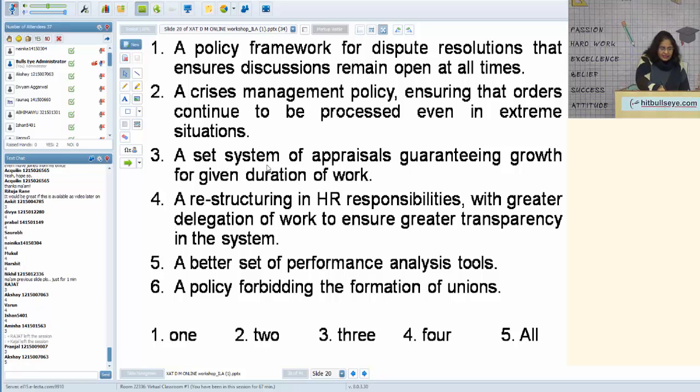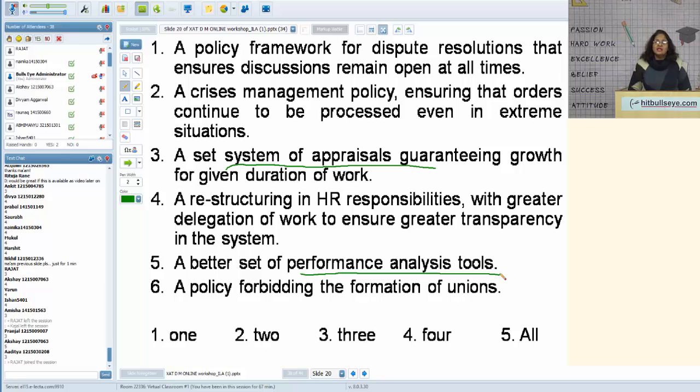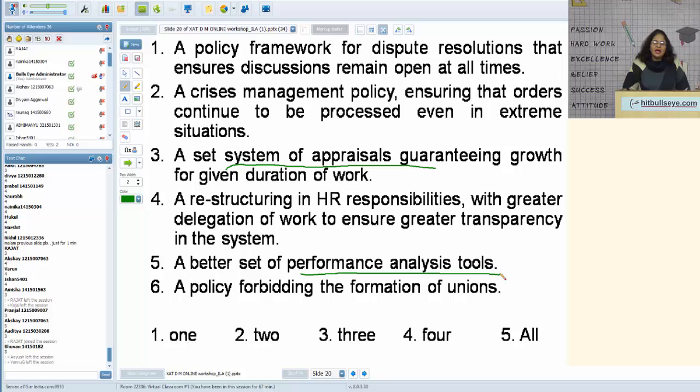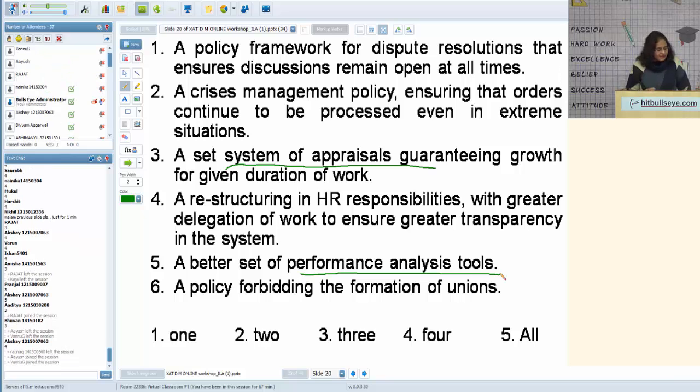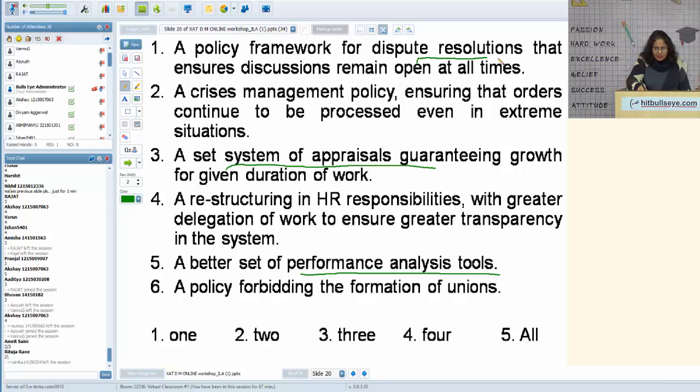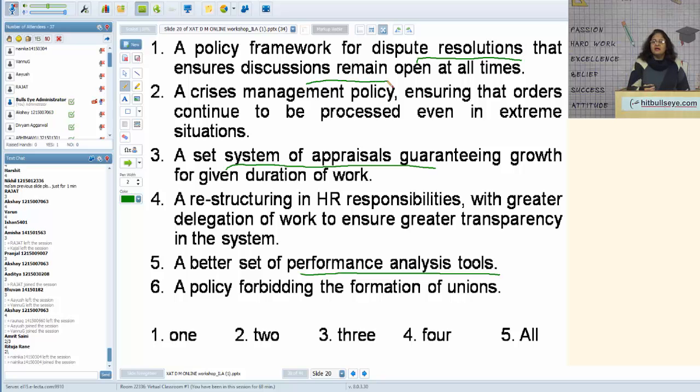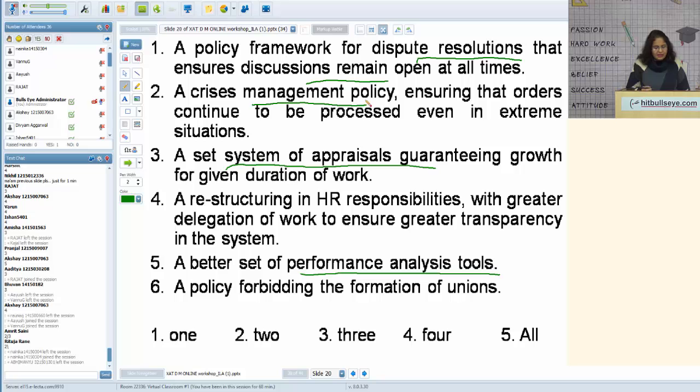So as such, we find that a set system of appraisals and performance analysis tools are not what didn't happen or where the problem lay earlier. So this is not what needs to be addressed. Our decisions have to address the important aspects. The important aspects were just two: lack of communication and the HR department. So we have the policy framework for dispute resolutions. Yes, to ensure discussions remain open. The communication pathways have to remain open, and a crisis management policy, definitely, because then we need to see that the orders have to be processed even if there are some strikes. A restructuring in HR responsibilities, very much needed. These three very much needed.